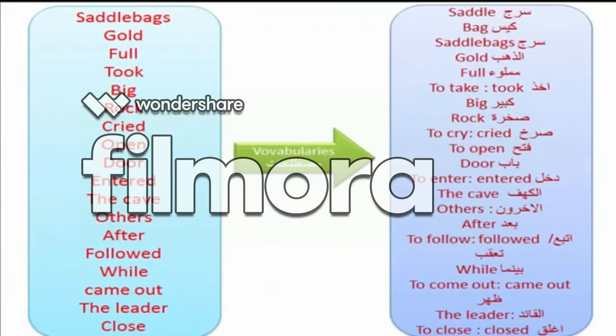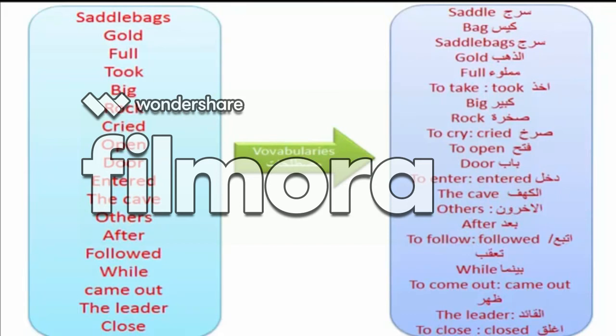Now let us start from the left side. Let us read the words. Saddlebags, gold, full, took, big, rock, cried, open, door, entered, the cave, others, after, followed, while, came out, the leader, close. On the right side there is the translation in the Arabic language.